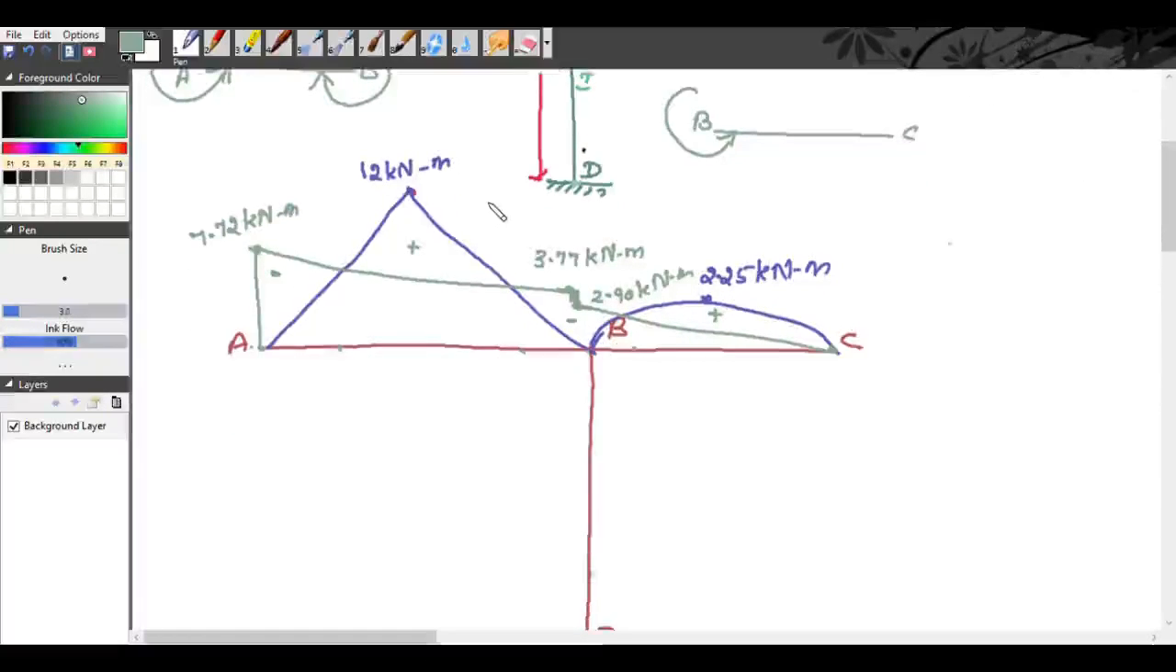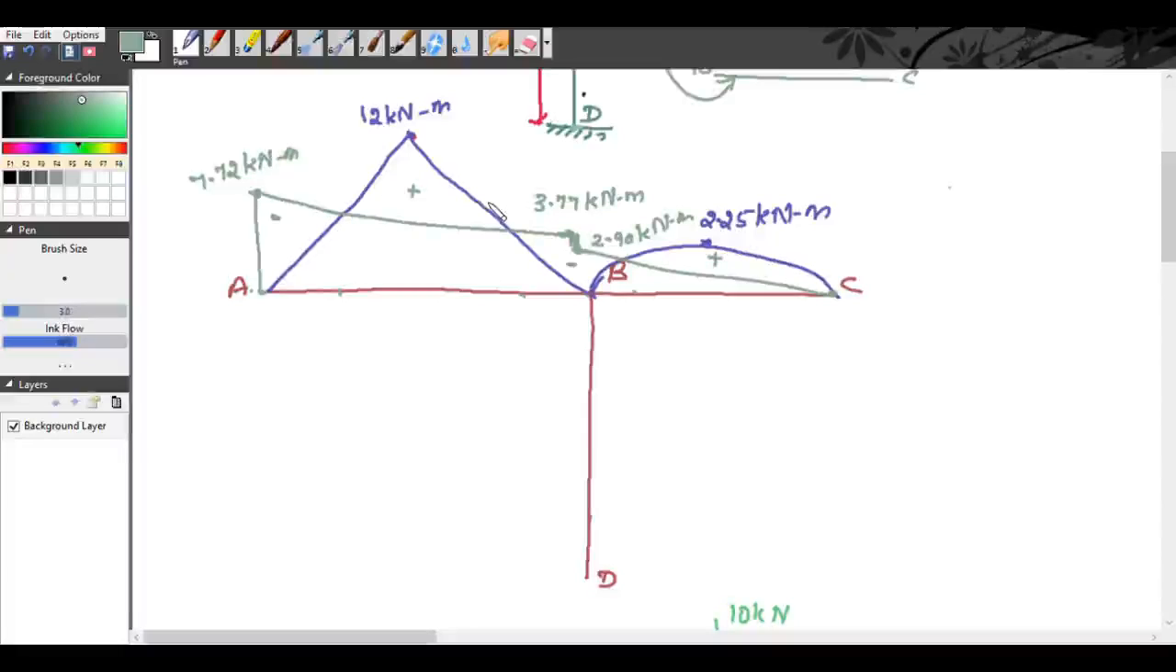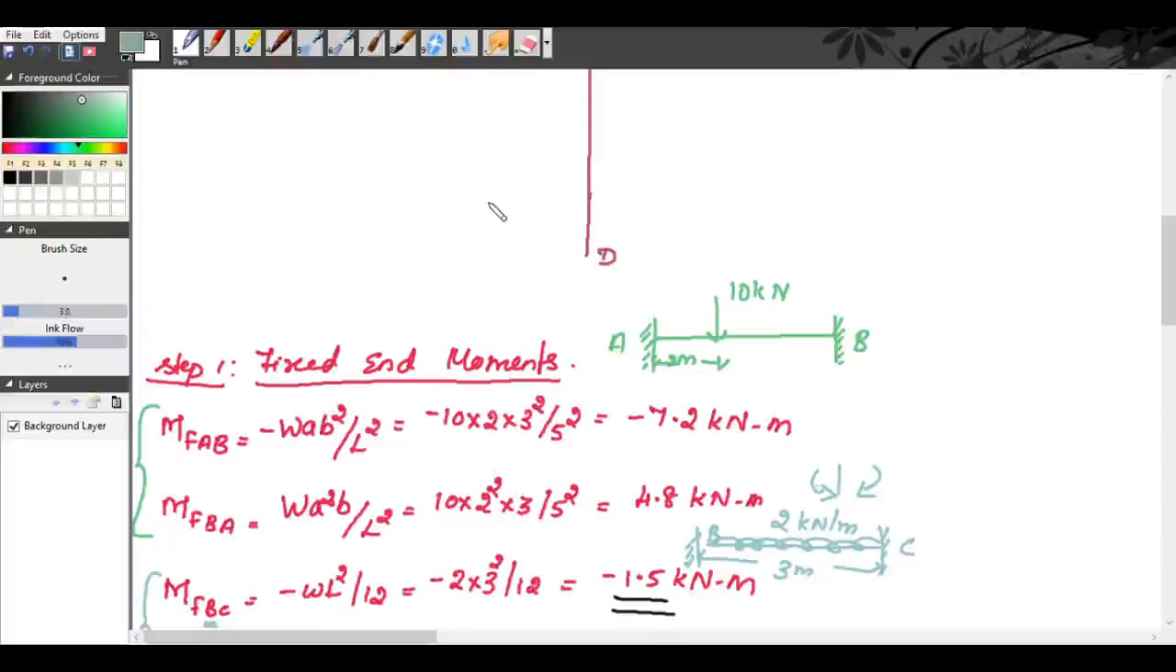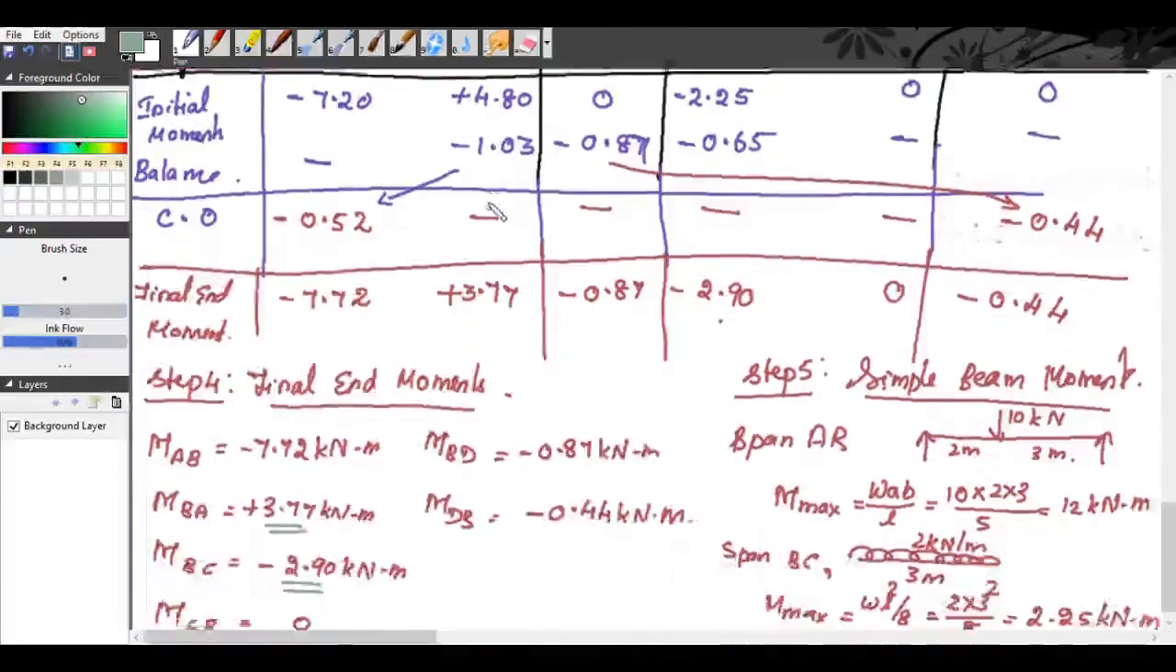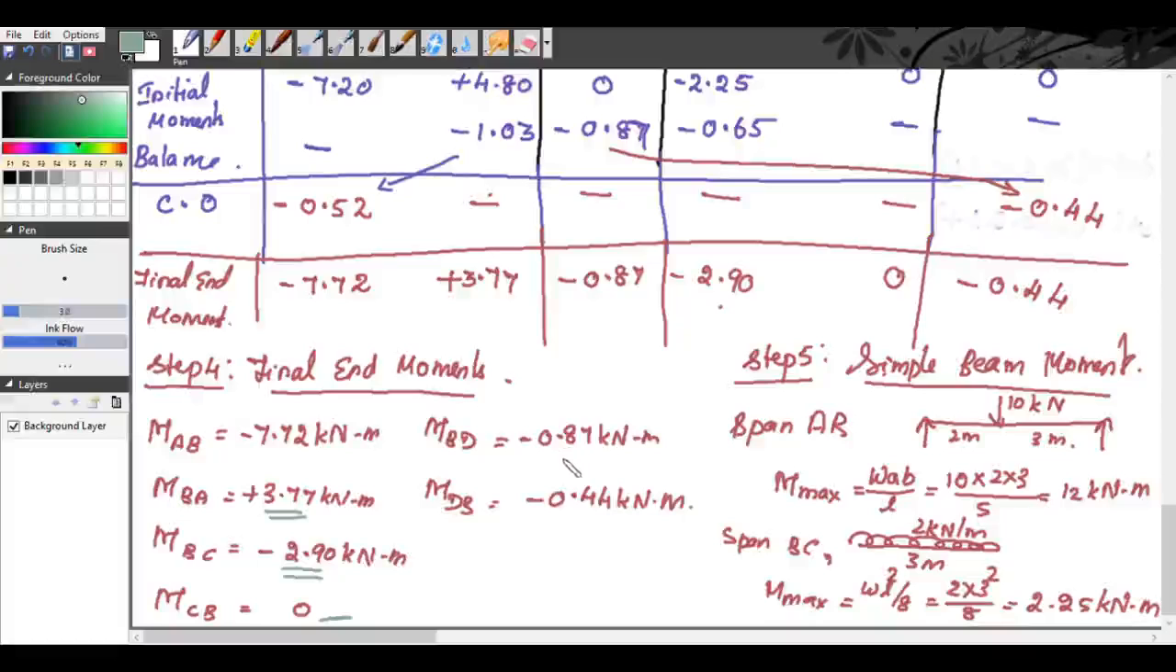Now, for the span BD, there is no external loads, and our final end moments are for BD. D is fixed support, right? So there will be some moment at D. So the values are minus 0.87 at B, and at D it is minus 0.44. Both are minus, both are anti-clockwise.